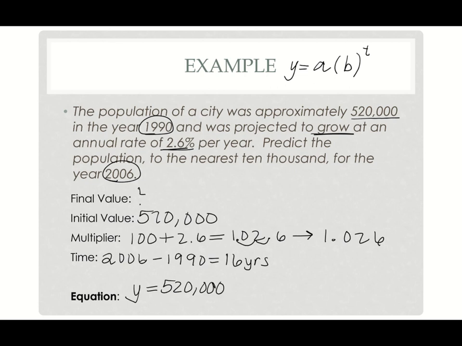Our multiplier is 1.026. And we want to predict what it's going to be after 16 years from when it was 520,000. So now to figure out what our final value is, what the population is in 2006, we just have to plug this into our calculator.